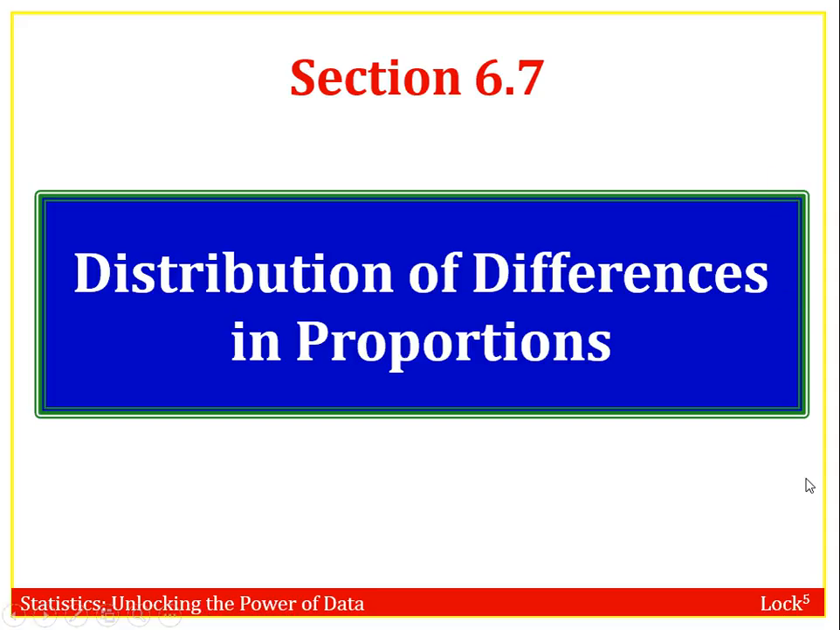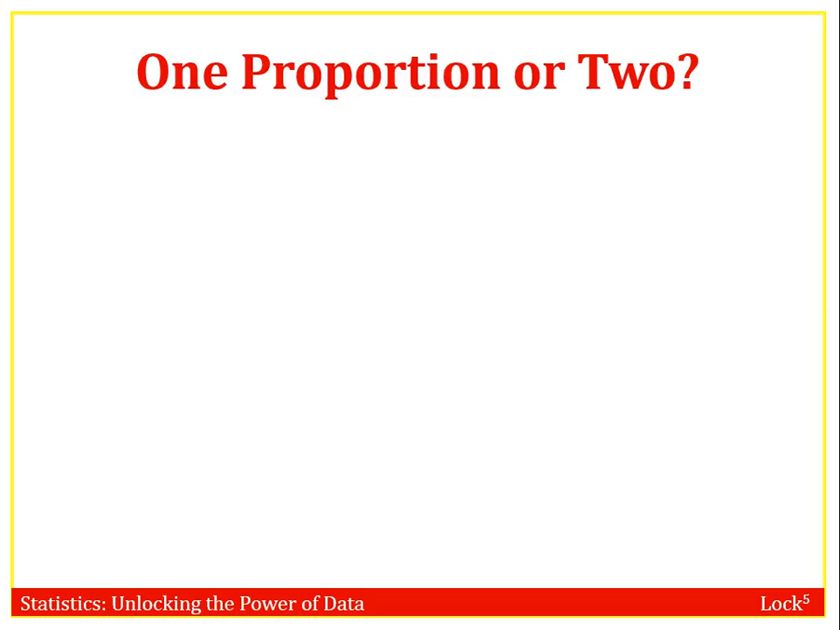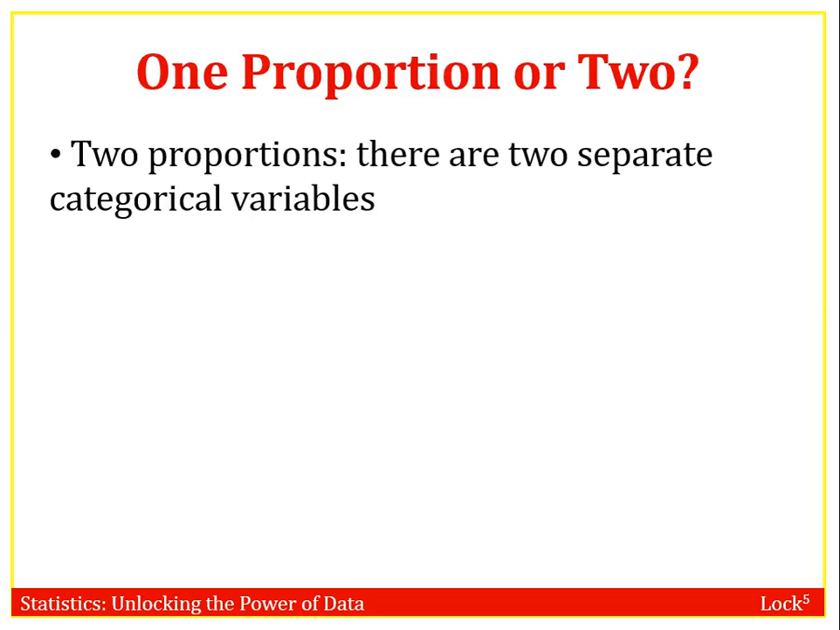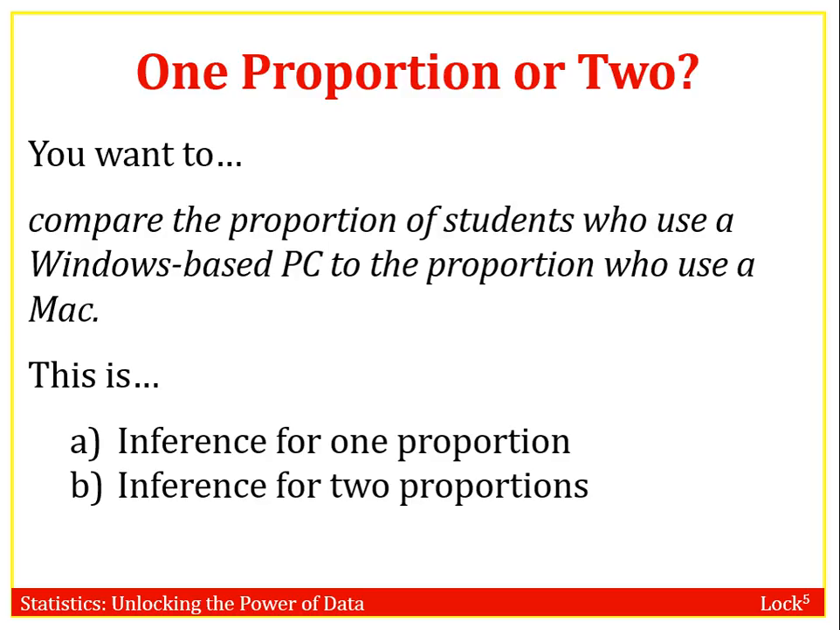We're going to go ahead and take a look at the difference of proportions and how to work with a situation where we're trying to compare the difference between two proportions. So this is the outline of the things that we'll be covering in this video and this lesson. So, one proportion or two? Two proportions have two totally separate categorical variables, whereas with one proportion, there's only one categorical variable that you're dealing with.